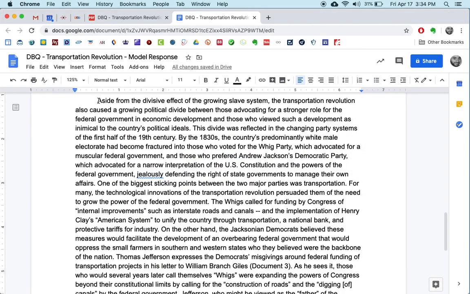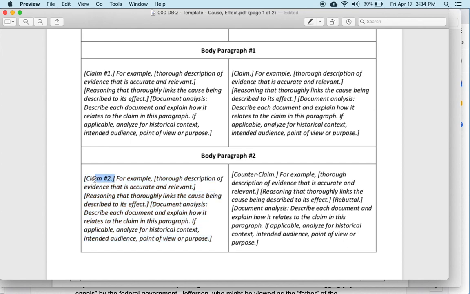Let's have a look. Here's my claim. Again, I copied and pasted this straight from my thesis. The transportation revolution caused a growing political divide between those advocating for a stronger role for the federal government and those who viewed such a development as inimical to the country's political ideals. That's this part here. And then here is my evidence.